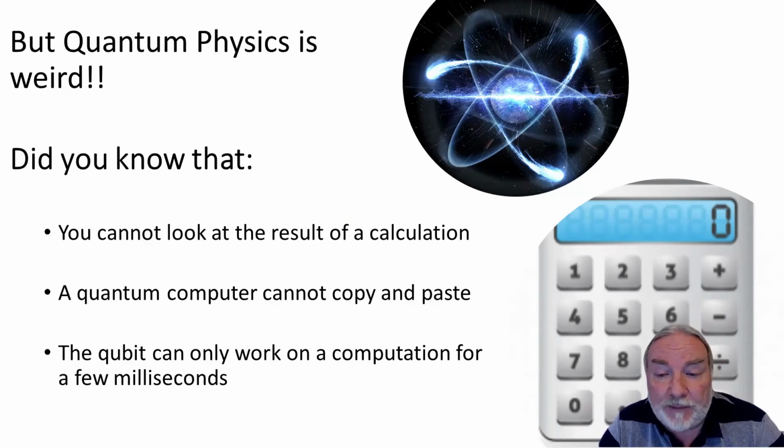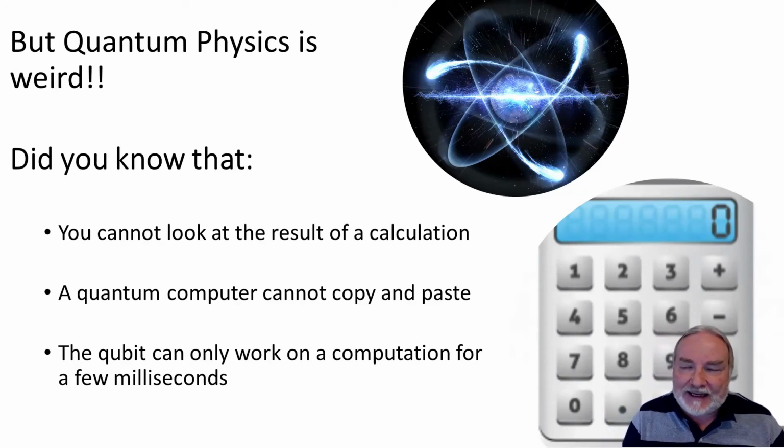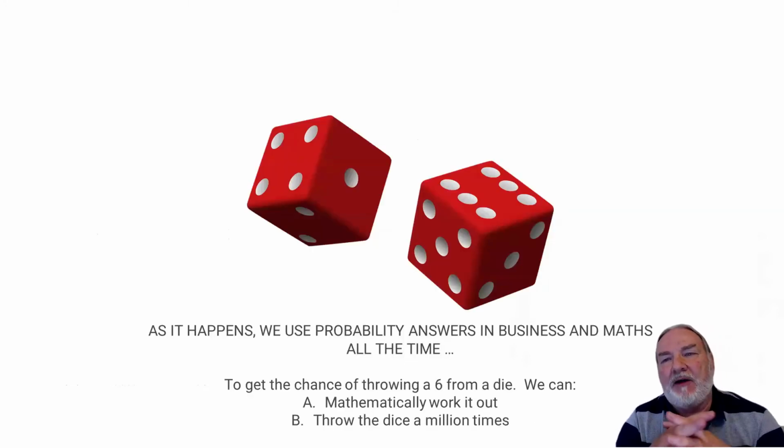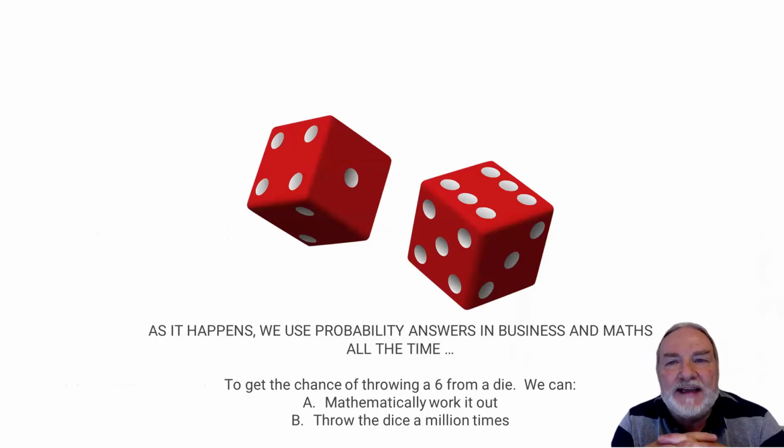A quantum computer cannot copy and paste, the no-cloning theorem, and the qubit can only work on a computation for a few milliseconds. It is very, very strange. But what I'll do now is tell you how we can get around the measurement problem and make wonderful calculations. We actually use probability. Quantum computers can never give you an exact answer. They can give you what the answer probably is.